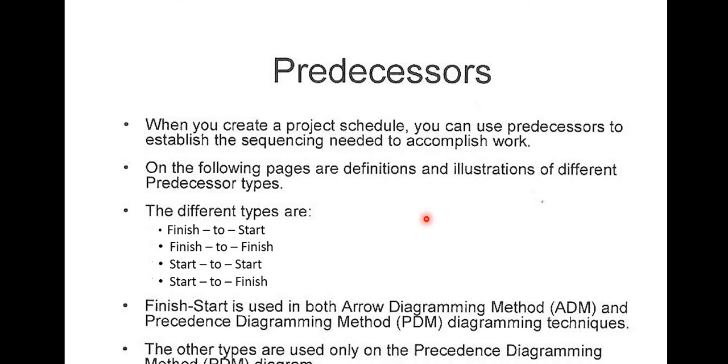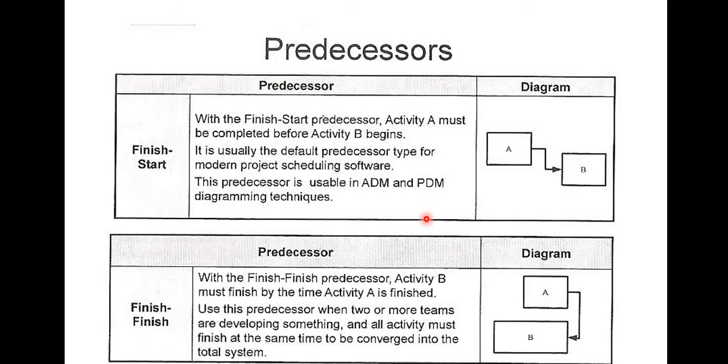So let's talk about the predecessors. What are the predecessors? I said we have four. We have finish to start, finish to finish, start to start, and then start to finish. So what does finish to start mean? If we say two activities are on finish to start, it simply means that activity A has to finish before activity B can start. Simple. Activity A has to be done before activity B can begin. So that's finish to start.